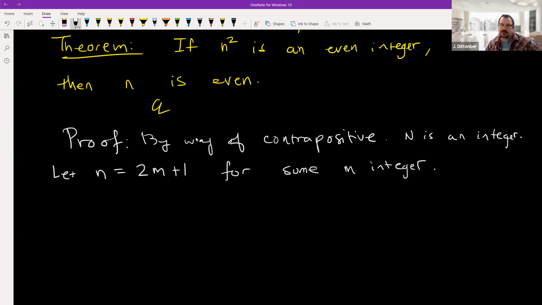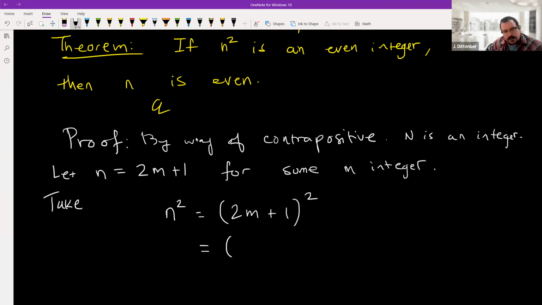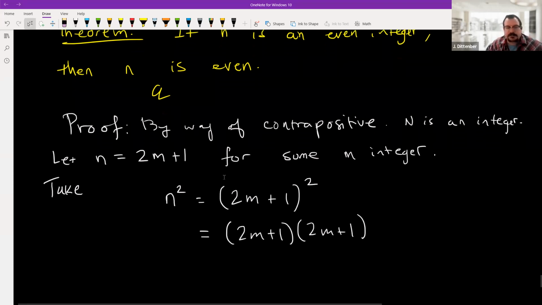So what am I saying here? I'm saying that n is not even. So I'm saying not q. That's what I've said now, not q. Okay, so n is an odd number. Then we'll say take n squared. And what do we get when we square n? We have to take this side over here, also square it. So take n squared equal to 2m plus 1 squared, which means 2m plus 1 squared is the same as 2m plus 1 times itself.